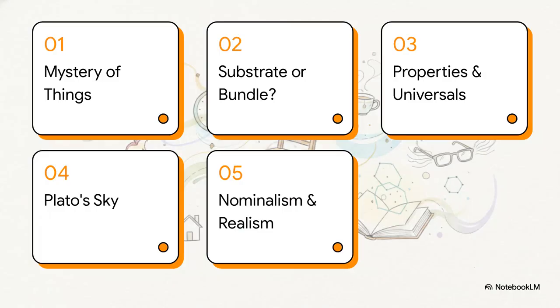To give you a quick roadmap, here's how we're going to break this down. First, the mystery of ordinary things. Second, we'll ask, is an object a hidden substrate or just a bundle of properties? Third, the puzzle of properties and universals. Fourth, the solution in Plato's sky. And finally, nominalism and Aristotle's realism. Let's get to it. Part 1.